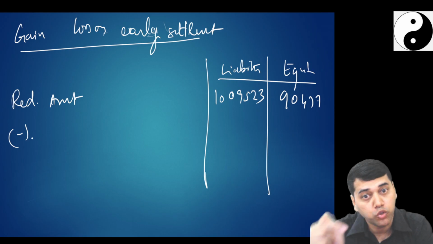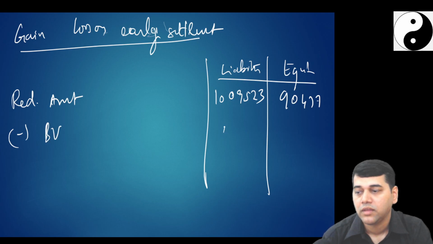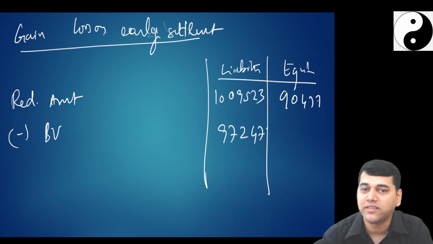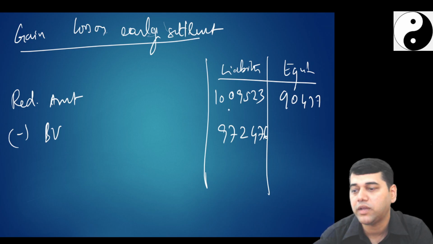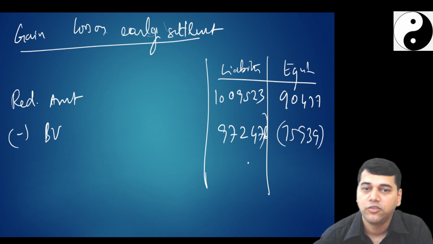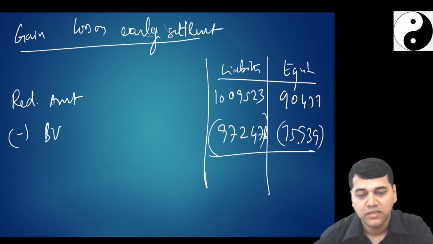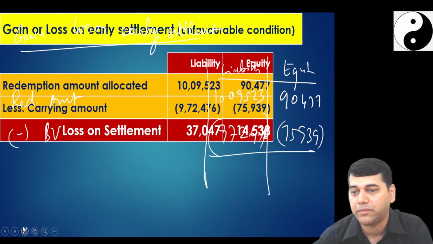What are you supposed to pay on this day? What is the book value? 9,72,476. This is what you were supposed to pay. Go to the question and look at the book value. How much equity was there? 75,939. You are supposed to pay this much. So the differential amount becomes your loss on settlement.